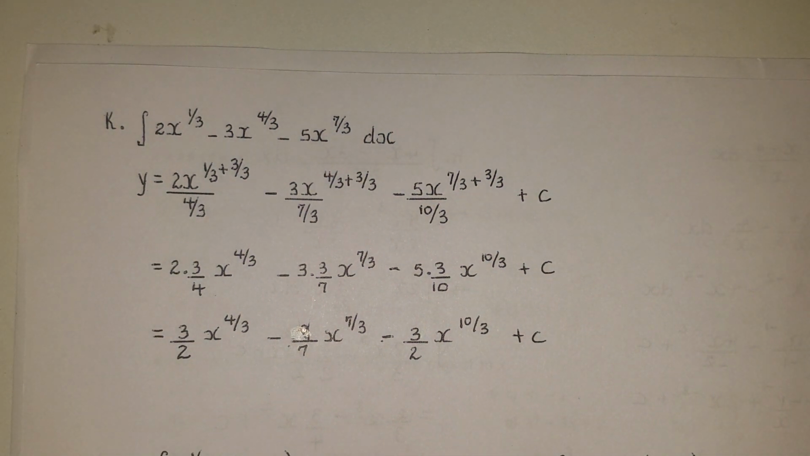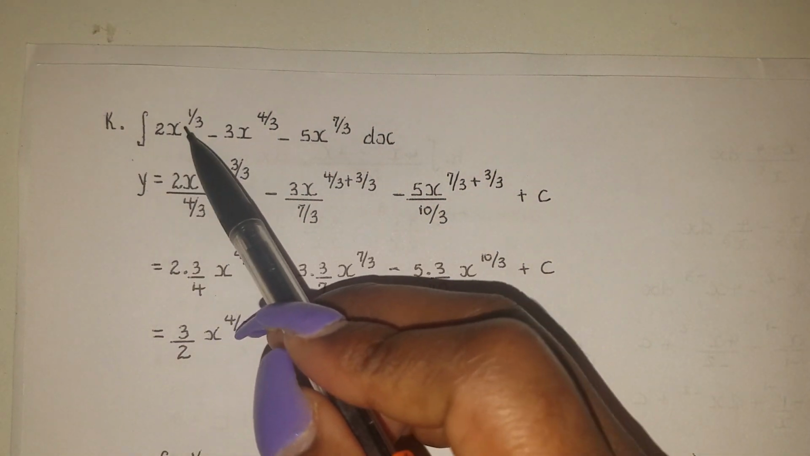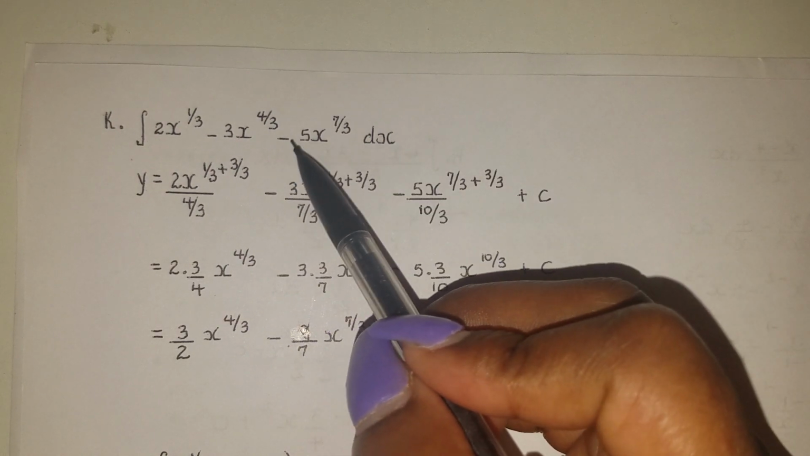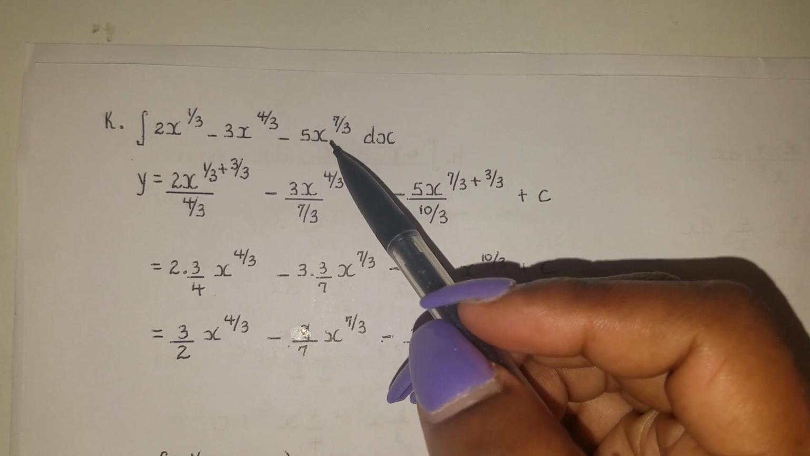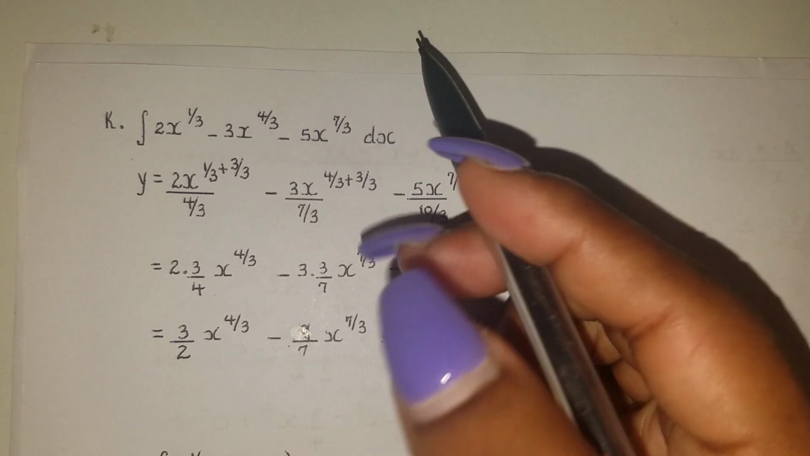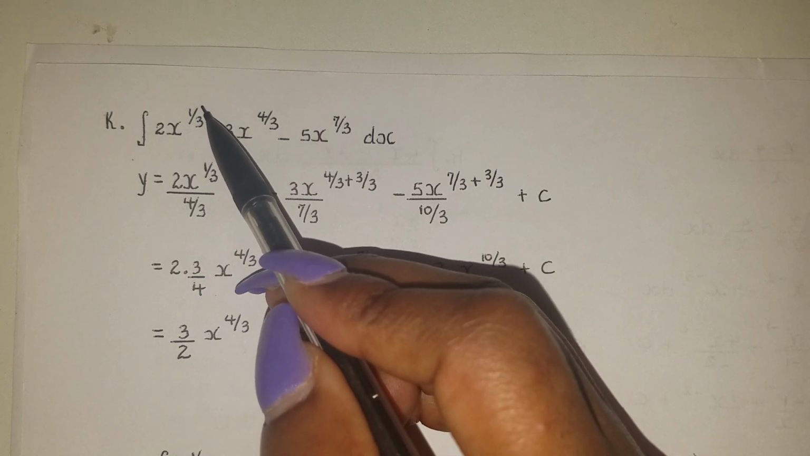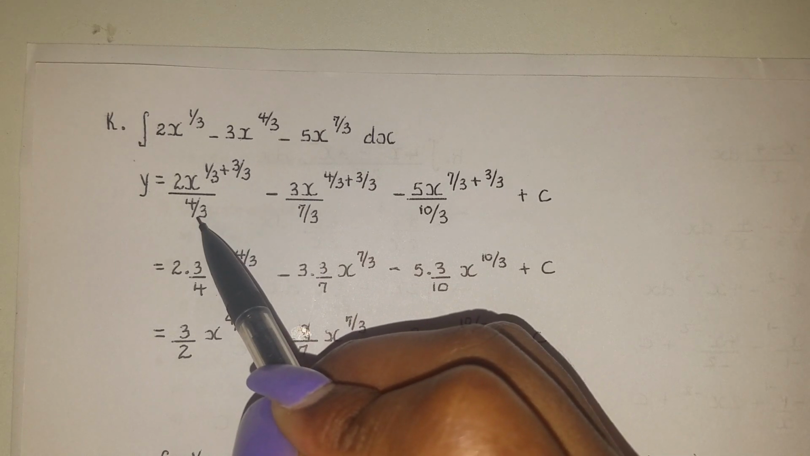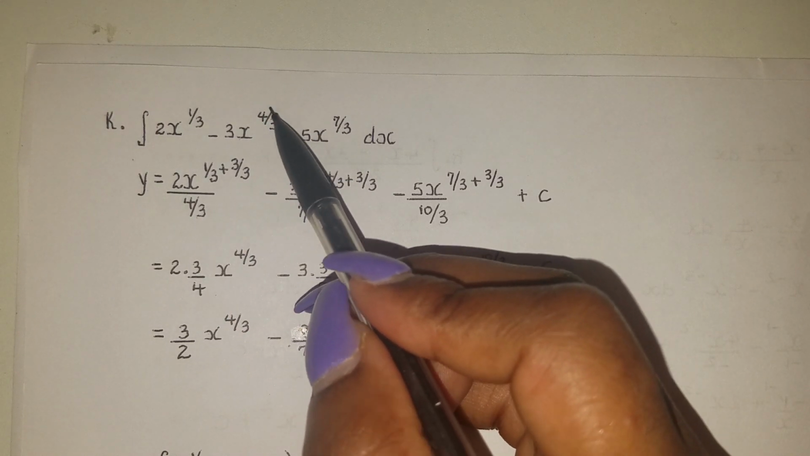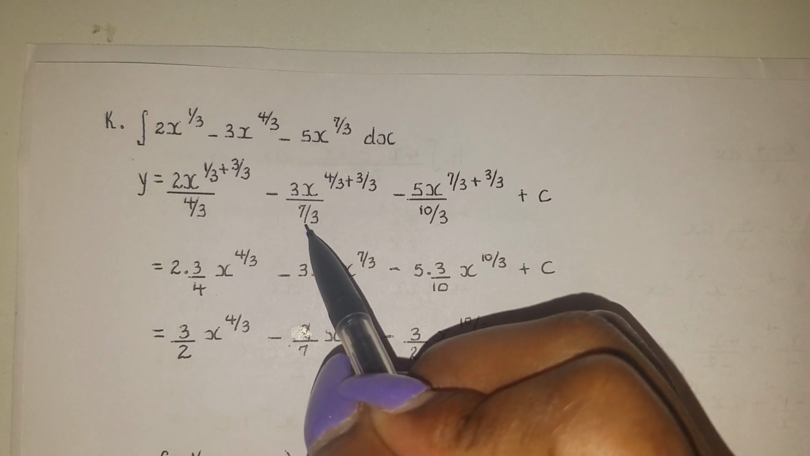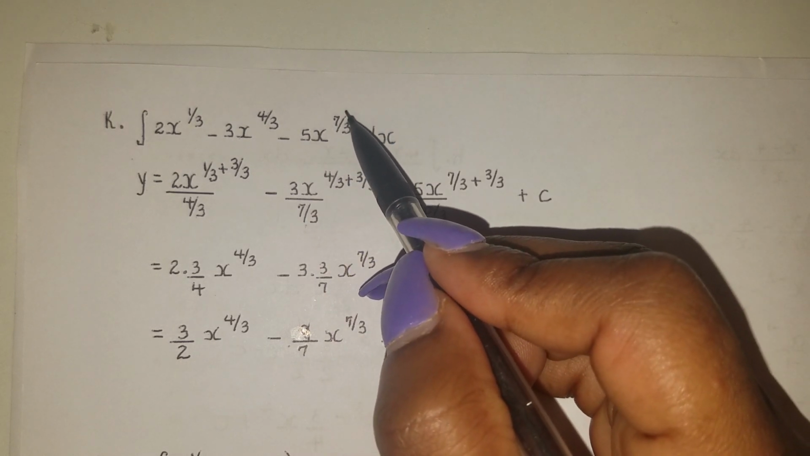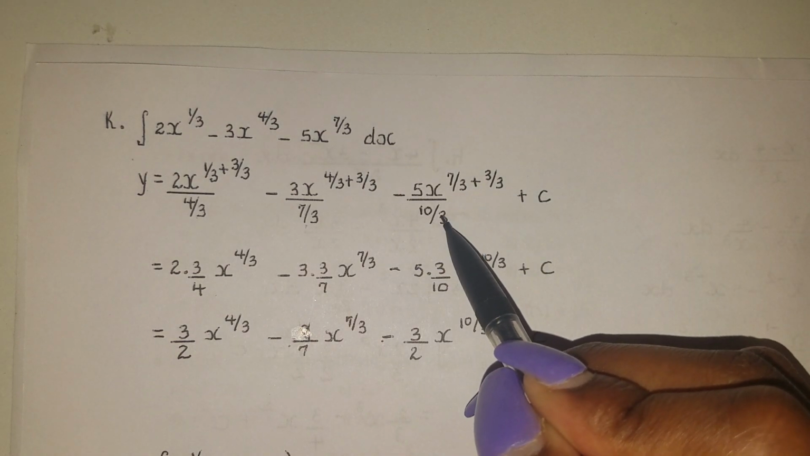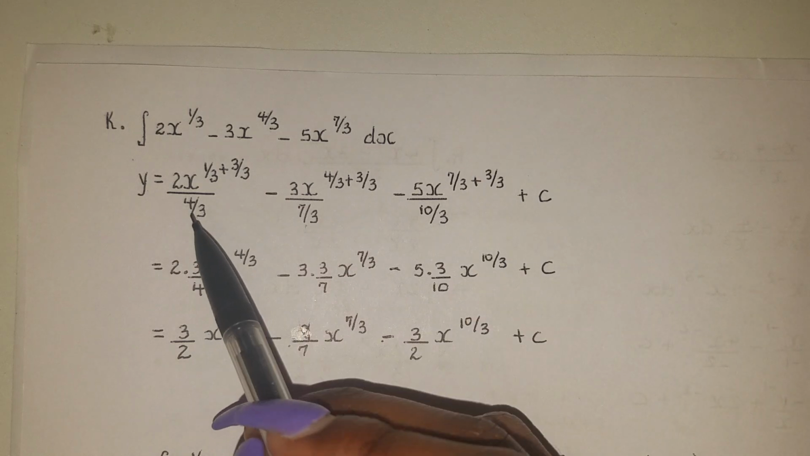And now for question K, the integral of 2x to the 3rd minus 3x raised to 4 over 3 minus 5x raised to 7 over 3. Nothing to rewrite, so let's just go ahead and integrate. Add 1 to a third, we get 4 over 3, we divide by 4 over 3. Add 1 to 4 over 3, we get 7 over 3, divide by 7 over 3. Add 1 to 7 over 3, we get 10 over 3, and divide by 10 over 3. So all we have now is to simplify.